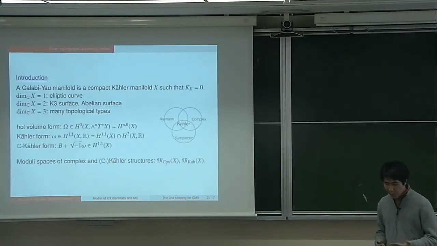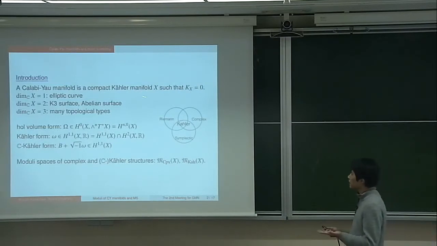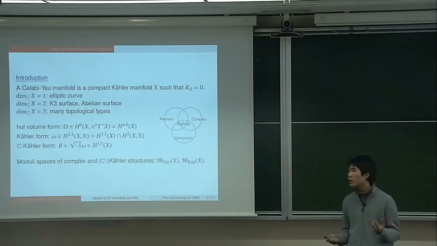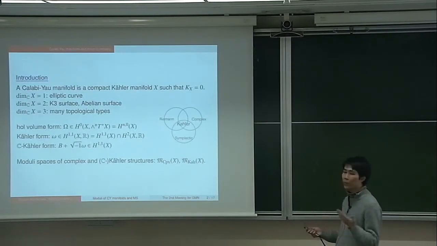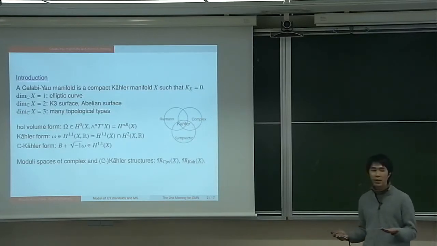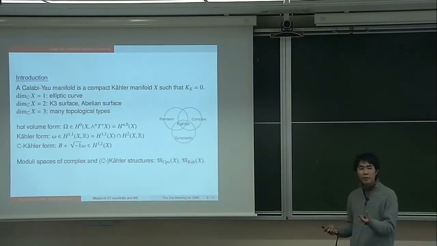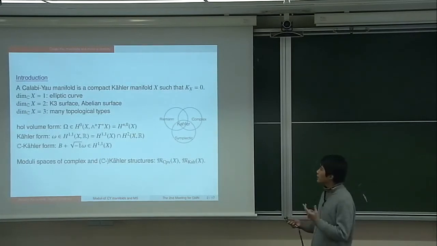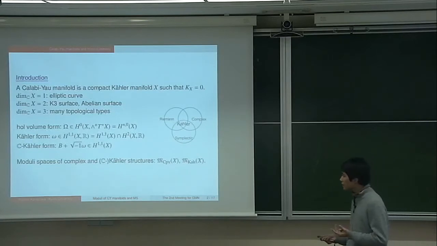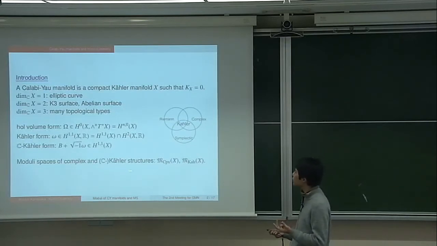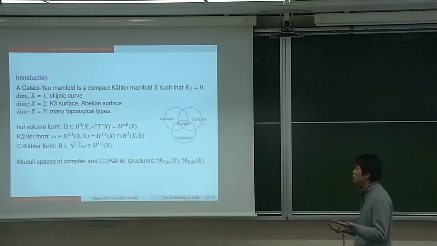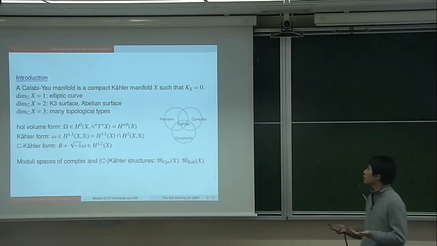So a Calabi-Yau manifold is, by definition, a Kähler manifold. Recall that a Kähler manifold has three structures in a compatible way. It's a complex manifold, of course, and a Riemannian manifold, and a symplectic manifold, in a compatible way. And two of them determine the last one. So basically, there are two structures, two moduli spaces. And in this talk, I wanted to focus on these two moduli spaces. One is the moduli space of complex structure. The other is the moduli space of Kähler structure.